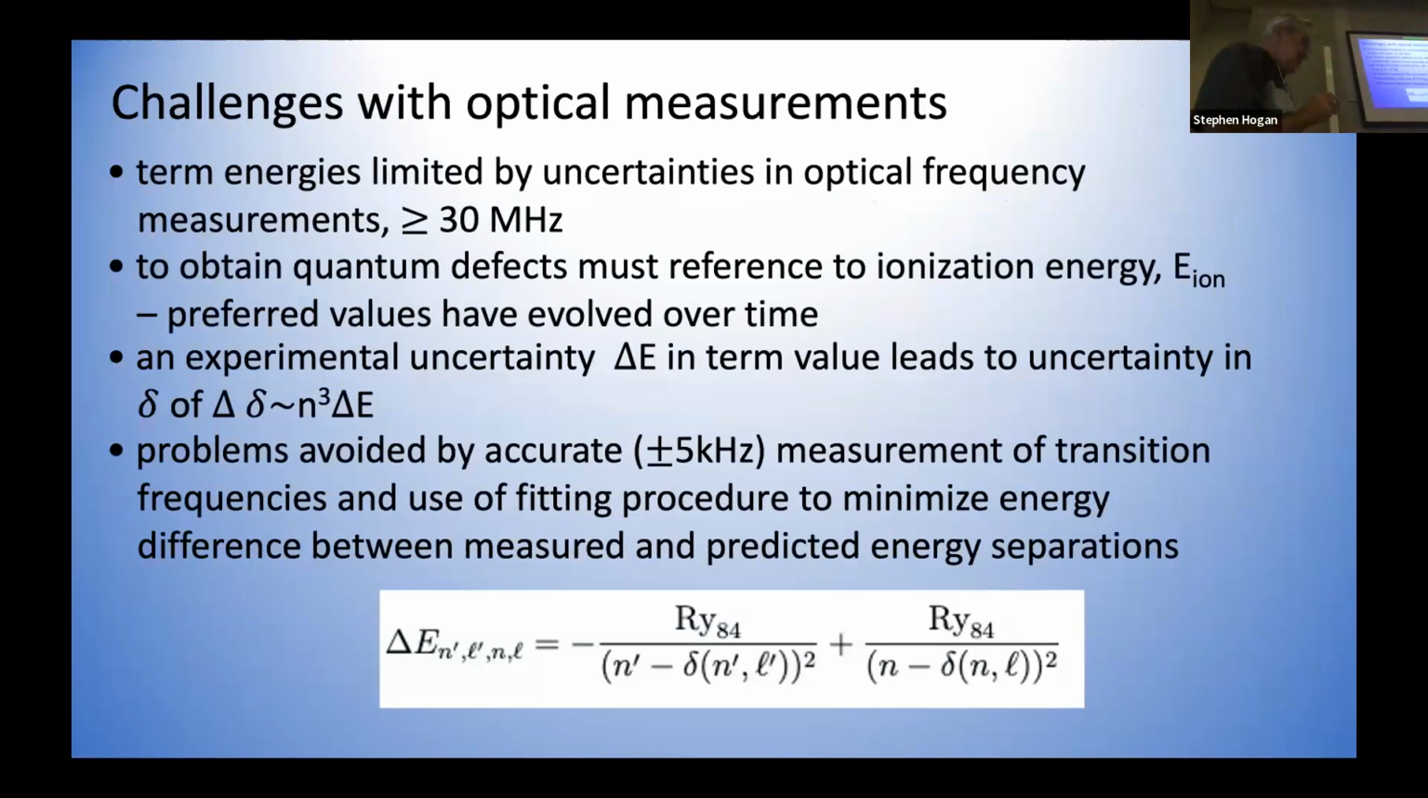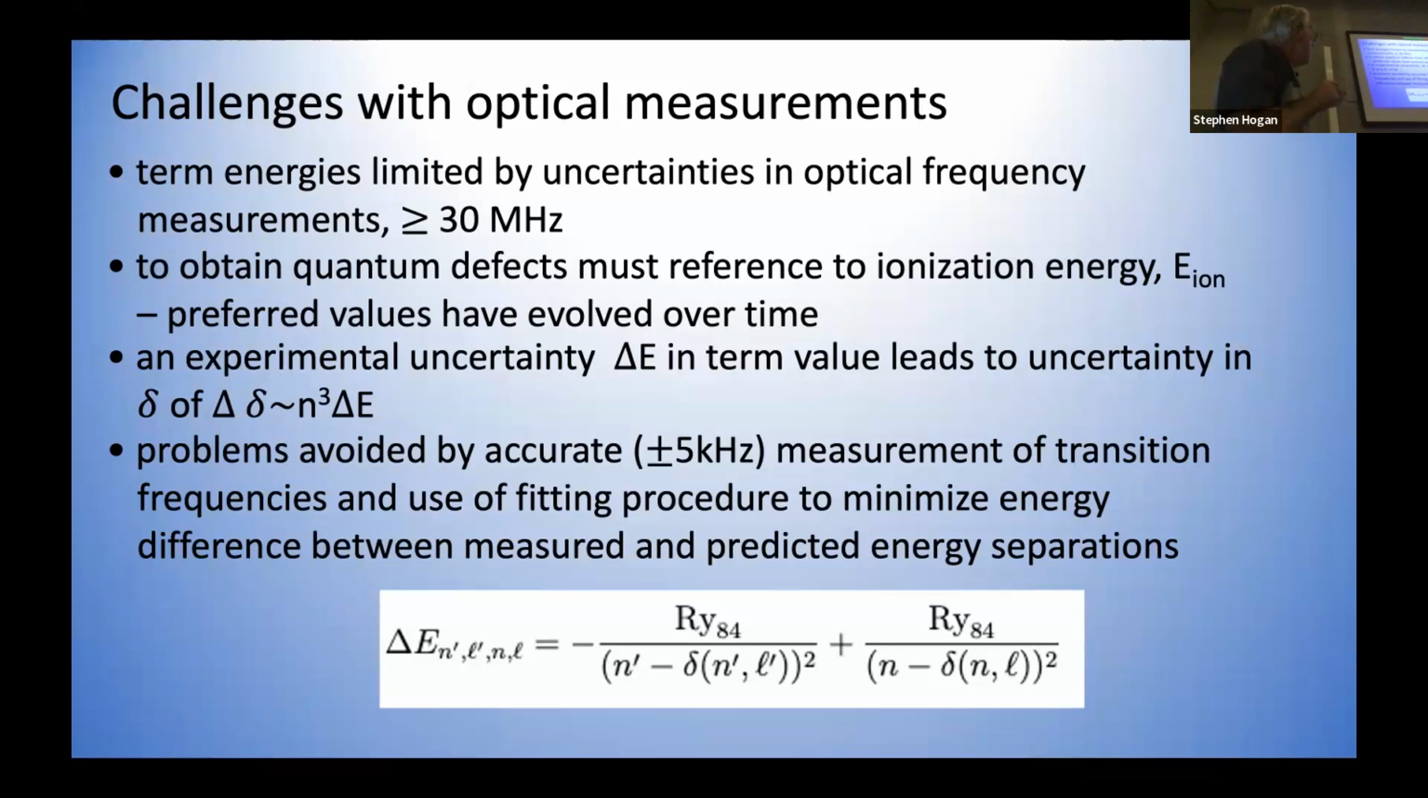So why do optical measurements not do so well? Well, there are a number of challenges. The term energies are limited by the uncertainties in the optical frequency measurement. What you do is you're basically measuring the sum of one or more photons to get up to the level that you're interested in. Now, having got the term value, if you want to get the quantum defect, you have to then reference that to the ionization potential, and those preferred values have changed over time.